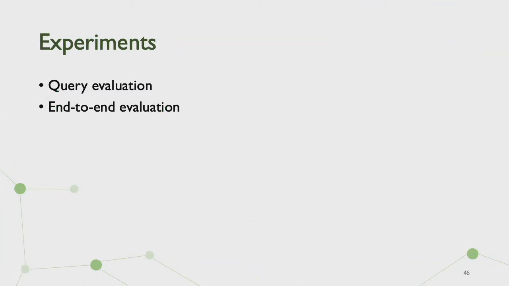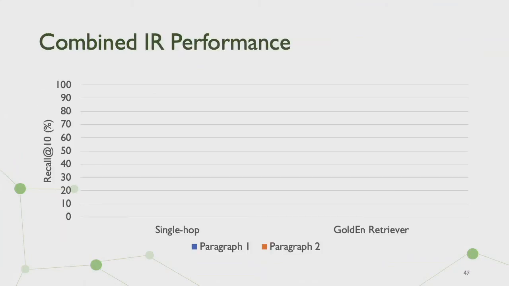So how does the system work, or how well does it work in reality? I'm going to show you some results on IR evaluation, and also some end-to-end evaluation. So for IR, in this case, we care about recall. Recall at 10 specifically, because we care about recall for these two paragraphs in HotpotQA, because the higher the recall, the higher the chance we can actually answer the question. If recall is low, then we are probably missing something that we can hope to answer.